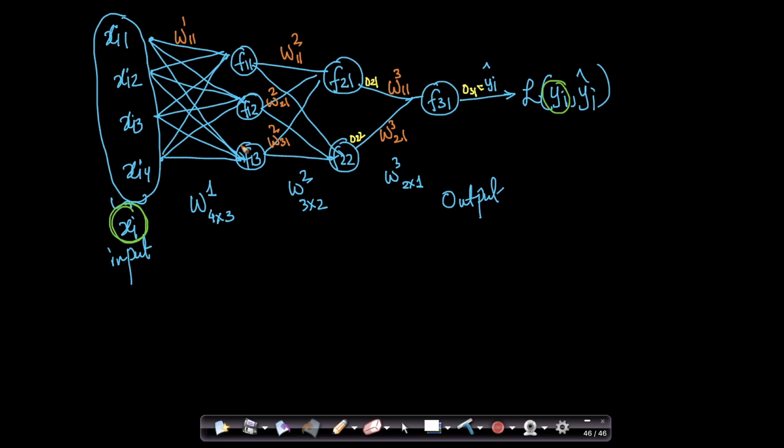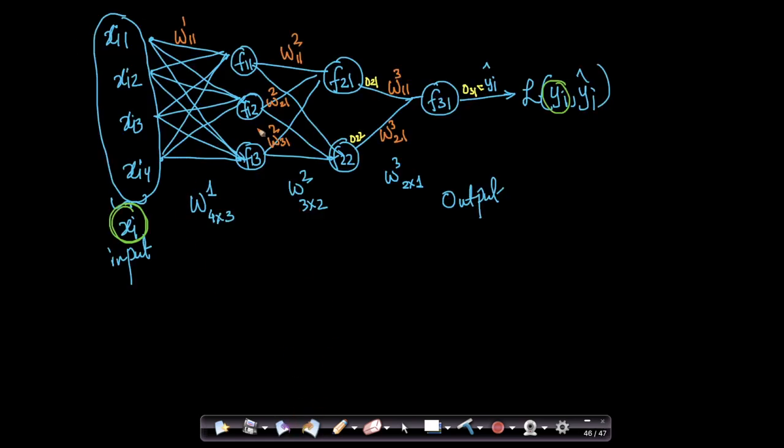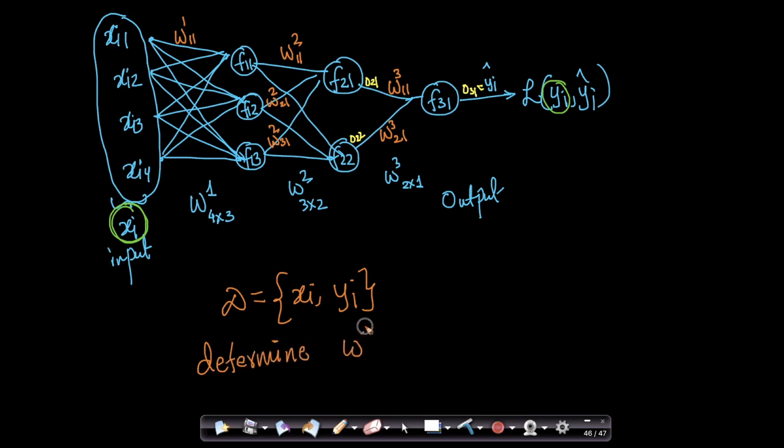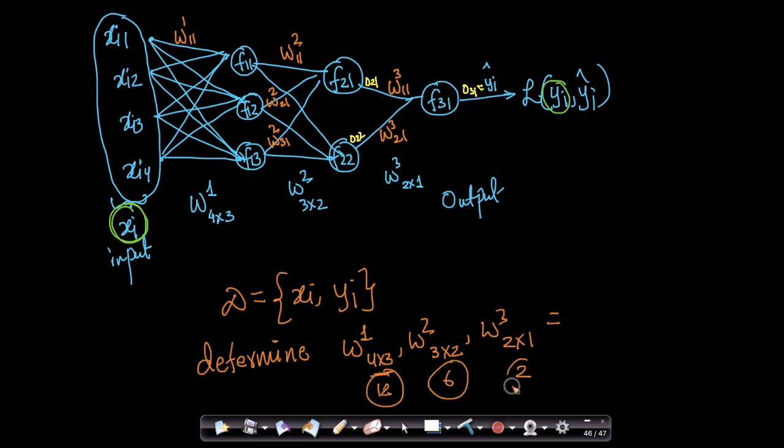Having understood this, now let's try to pose this problem as an optimization problem. Step 1: if you want to train, look at it, what are the unknowns here? At the end of this training, you're given a data set D of xi's and yi's, and you have to determine the weights. What are the weights? W1 4 cross 3, W2 3 cross 2, and W3 2 cross 1. So how many weights are here? There are 12 weights here, 6 weights here and 2 weights here, a total of 20 weights.